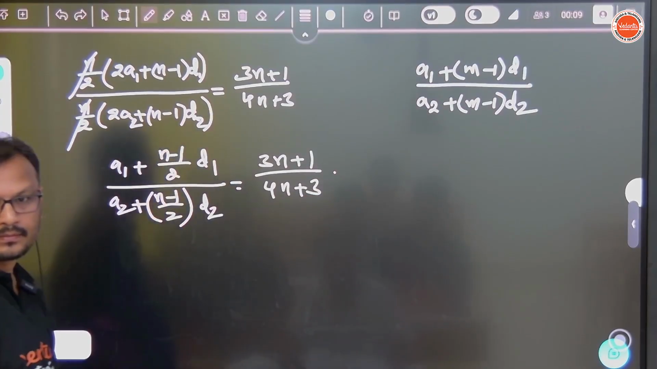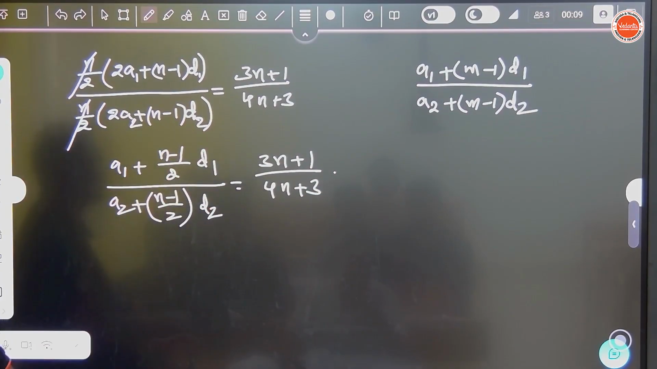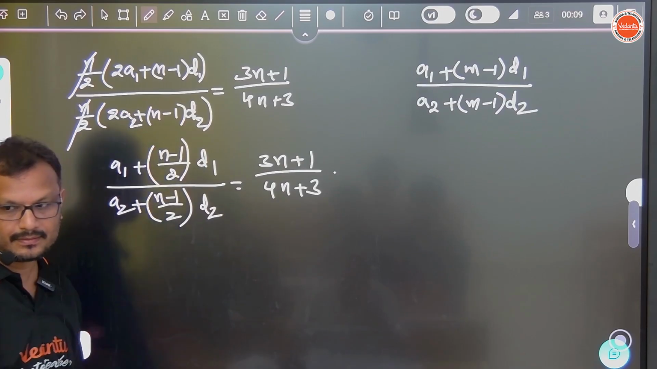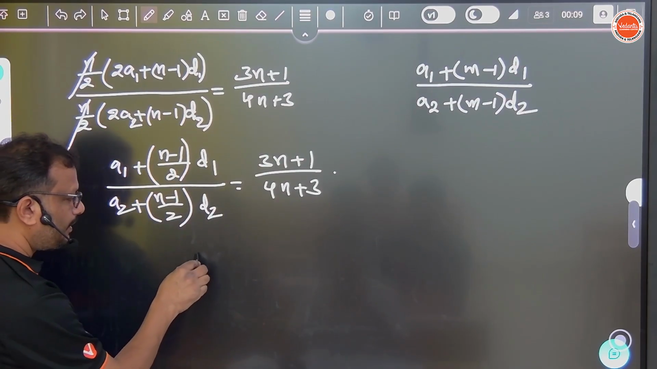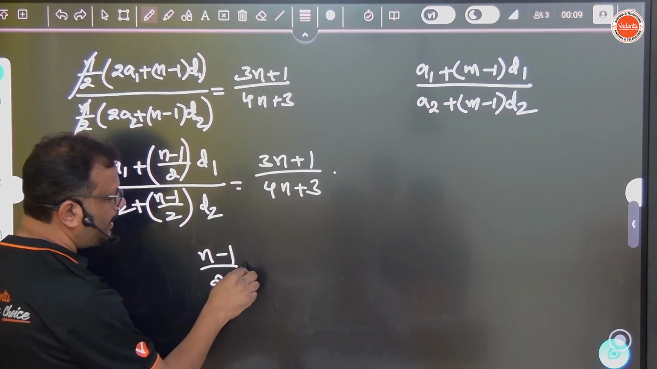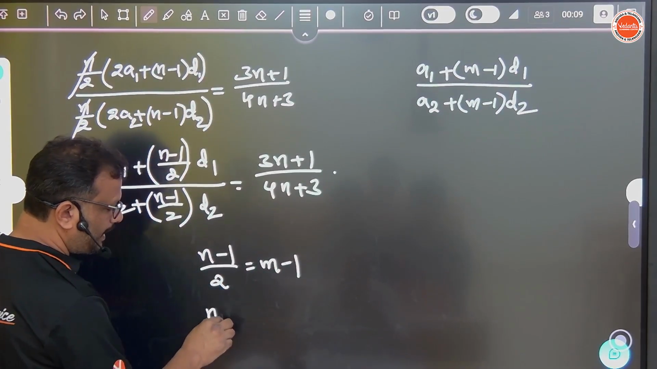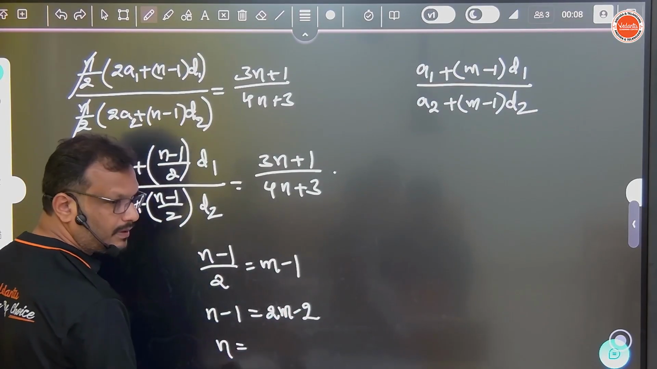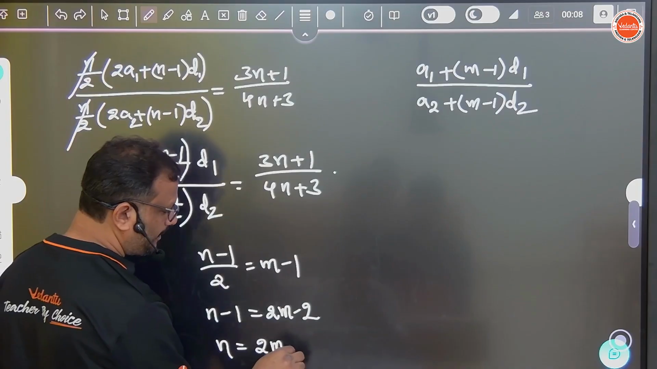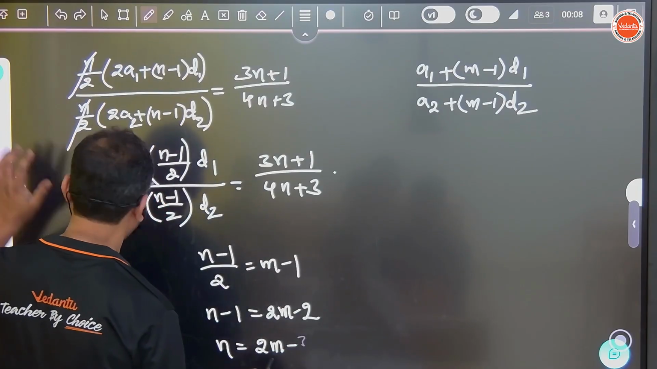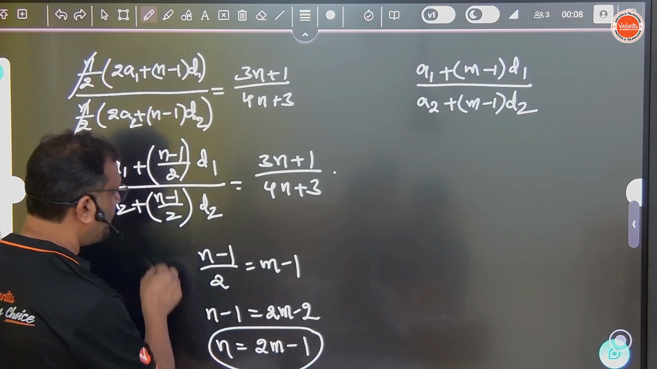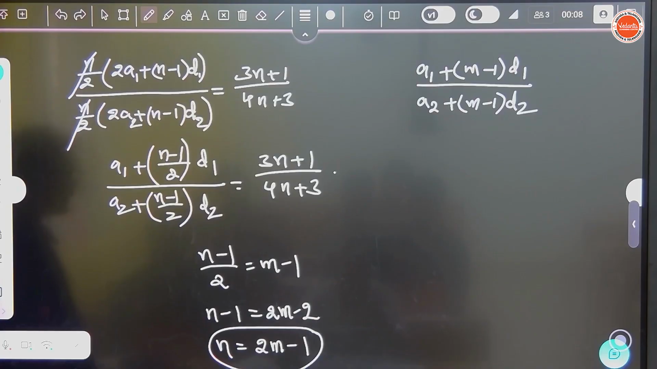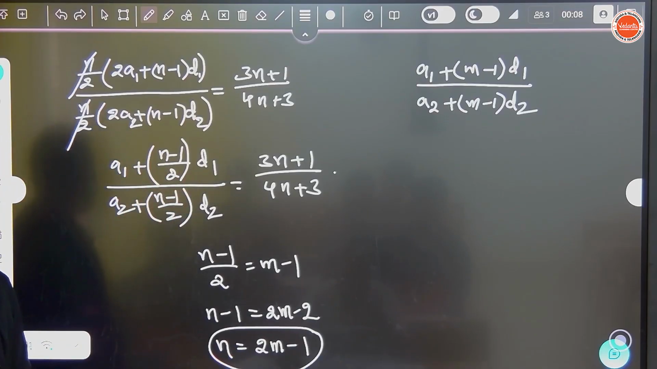But now how will we compare that? In place of n minus 1 by 2, I need m minus 1. So what I will substitute now: n minus 1 by 2, I will take m minus 1. So what will be the n minus 1 value? 2m minus 2. So n equal to what? 2m minus 1. So replace this value in place of n in both of them. In place of n, replace this value. That is 2m minus 1.